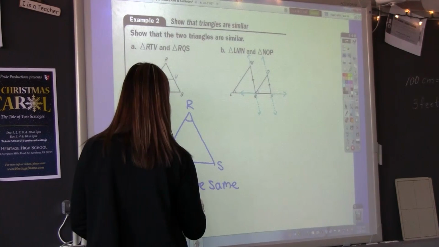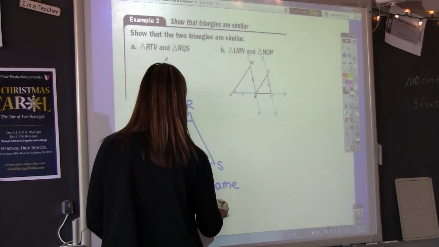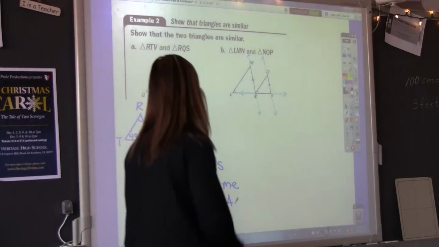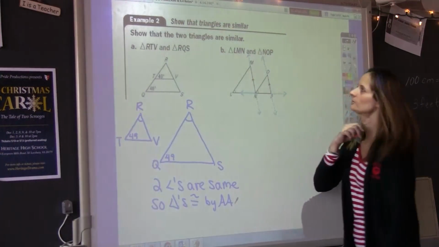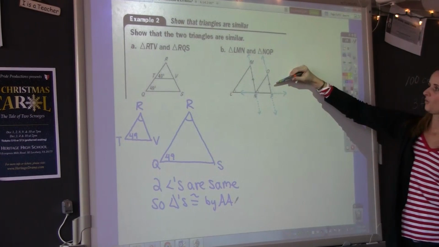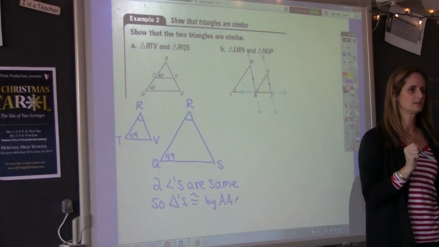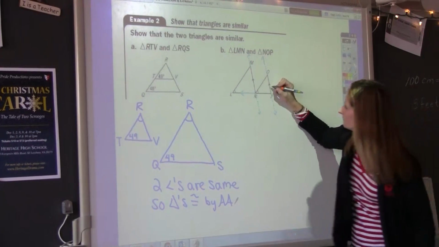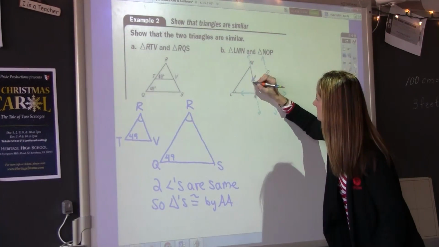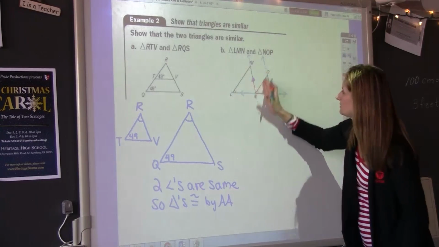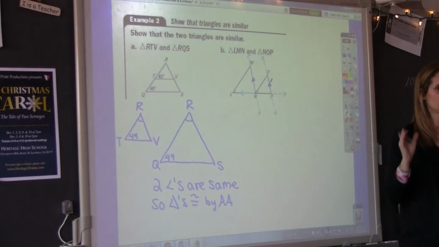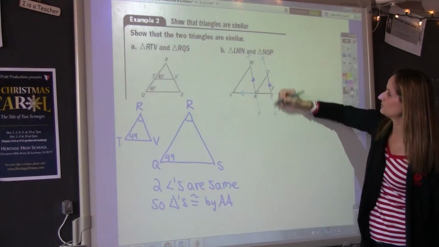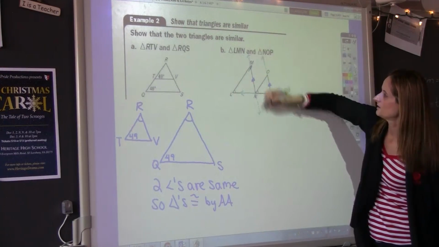So the triangles are congruent by AA. Good enough. Really, it should be two sets of corresponding congruent angles. Remember how I've told you multiple times, anytime they tell you that lines are parallel, they never do that for no reason. They're telling you these two lines are parallel here. There's a reason.